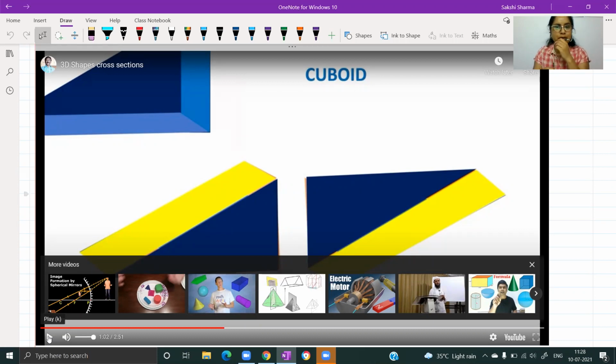No, it will not be a triangle. You're looking at the blue part. Look at the yellow part. No, we are not doing the slanting cut. Oblique wala cut nahi kar rahe hum. Vertical, standing, horizontal, sleeping.